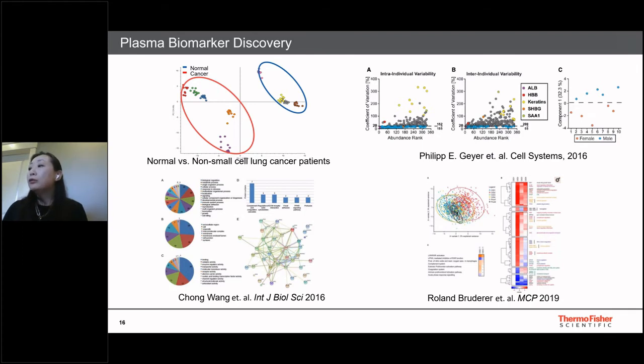Now, we look forward to hearing from you about what you can do with a consistent and reproducible analytical platform for plasma biomarker discovery.